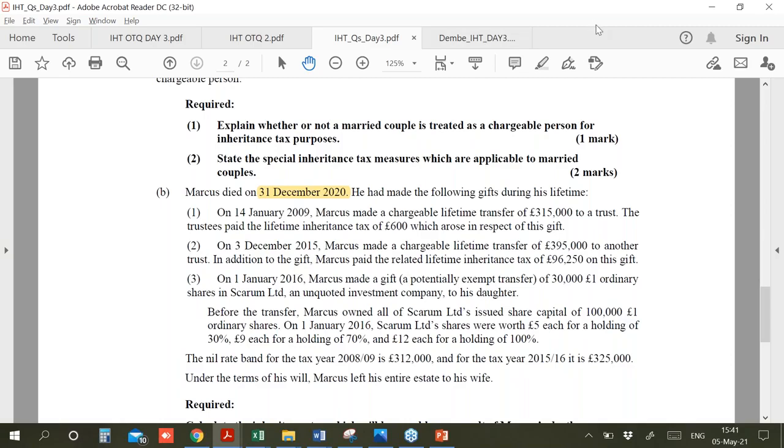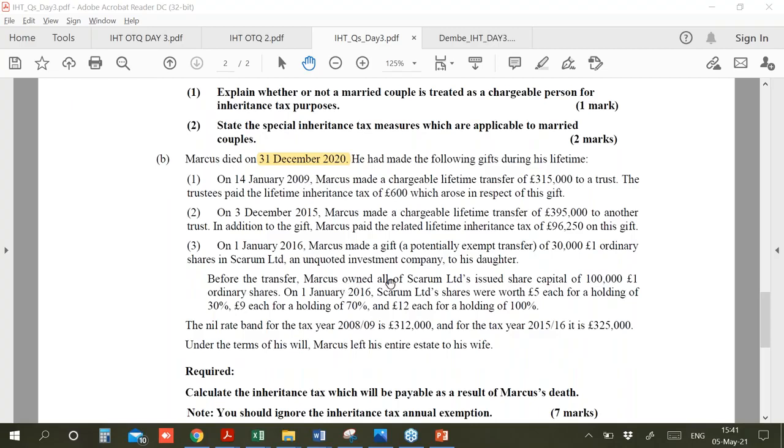Okay, then on 1st January 2016, Marcus made a potentially exempt transfer of 30,000 ordinary shares in Scarum Limited, an unquoted investment company, to his daughter. Again, guys, shares are of such type that their value is different at different levels. So we'll not be calculating the value straight away. We'll be using the method that tells us the decline in wealth.